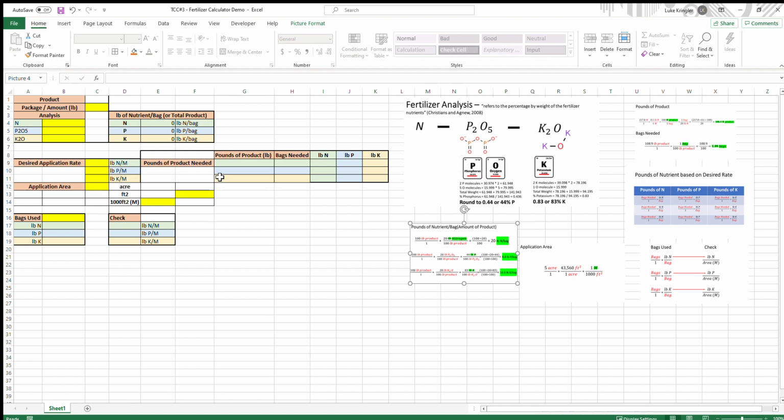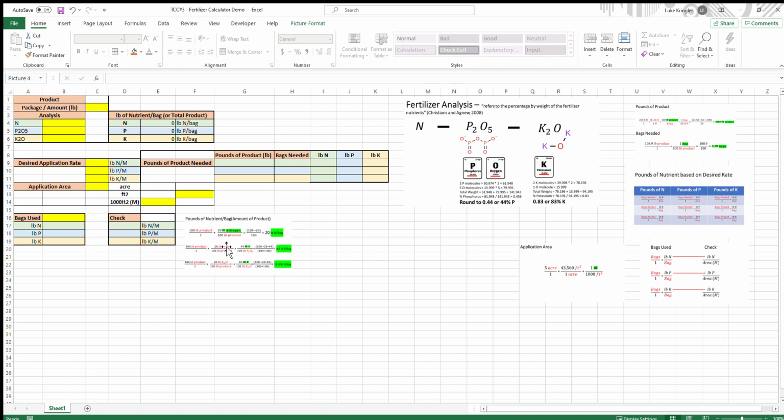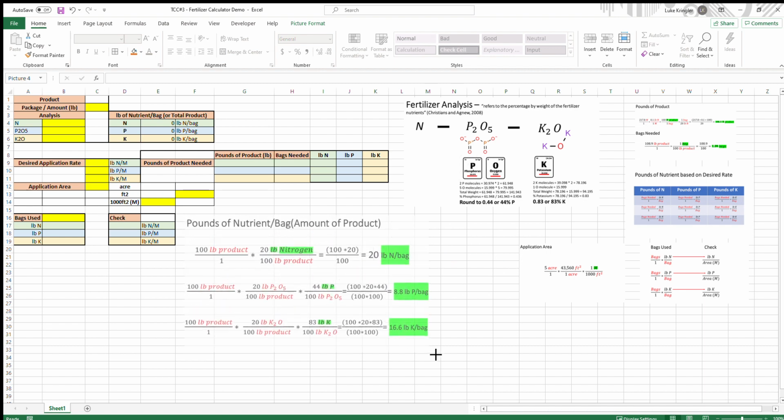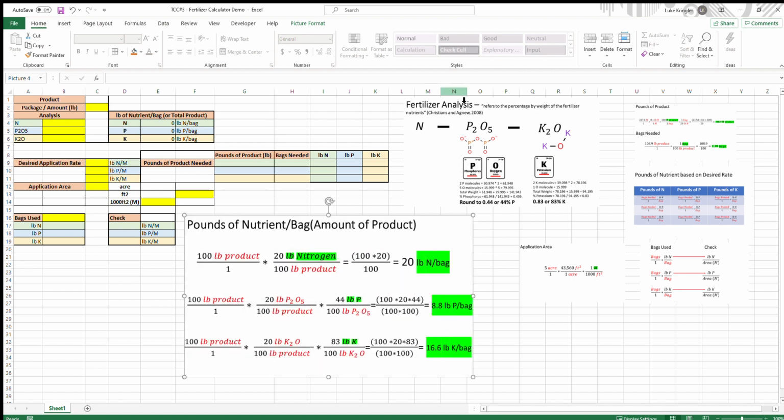Now that you have your Excel set up, let's take a look at the first box for calculating, and that's going to be our pounds of nutrient per bag, or pounds of nutrient in a given amount of product. So I'm going to put an example here first. We're going to pretend we have a 100-pound bag of a fertilizer that has the analysis of 20-20-20. And these were supposed to be empty, so we'll delete that formula there.